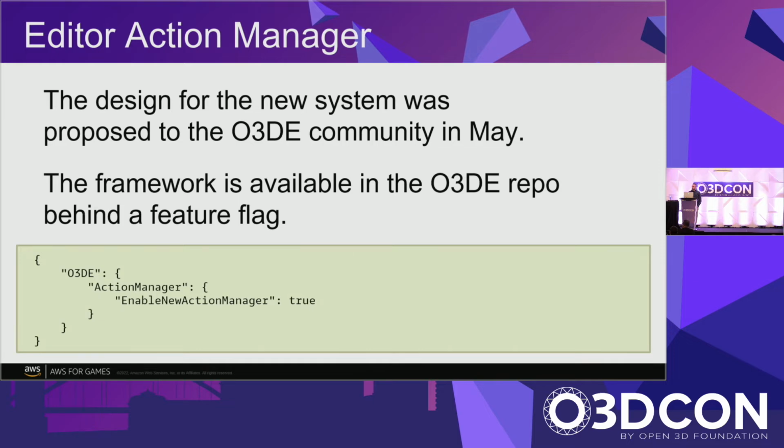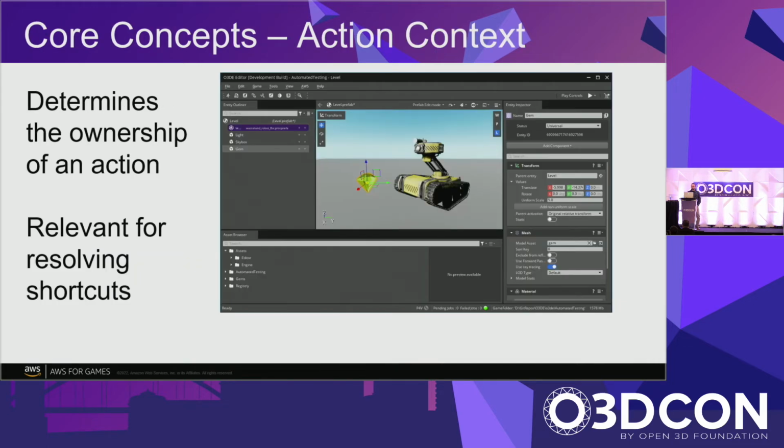So this new system keeps those tenets that I was going over in mind and has some core concepts that I wanted to go over real quick. So first of all, we define the concept of an action context. So when we have a widget or a window, we should be able to define an action context.